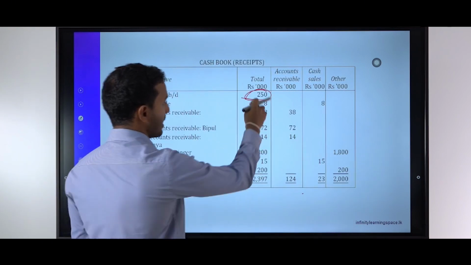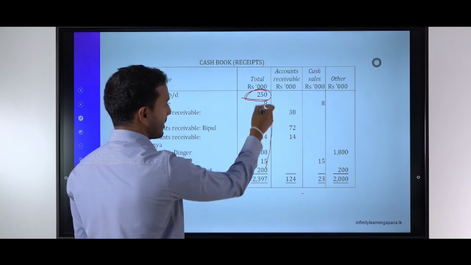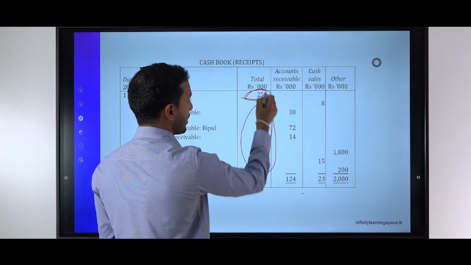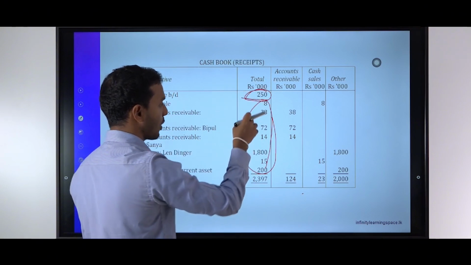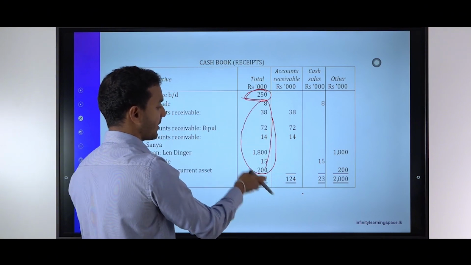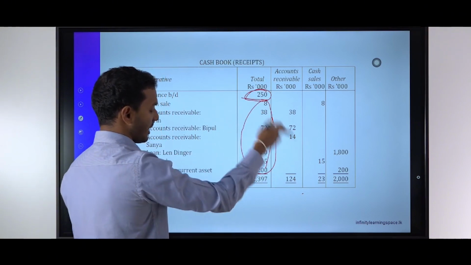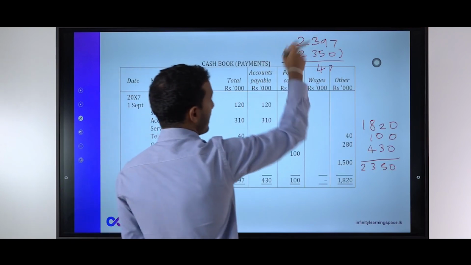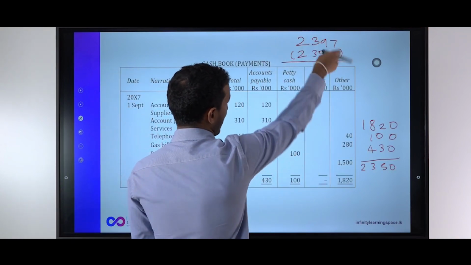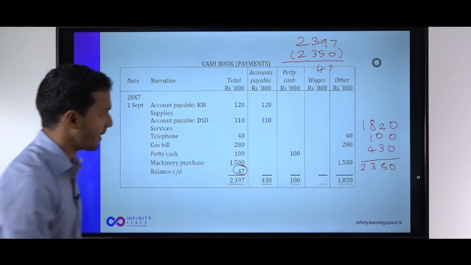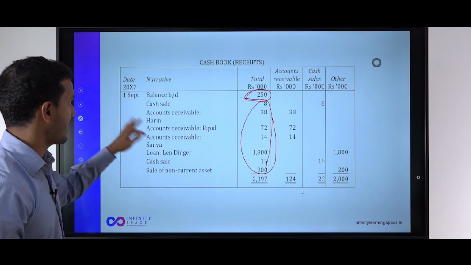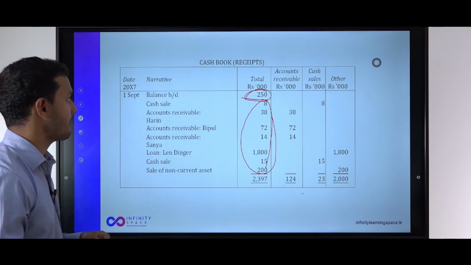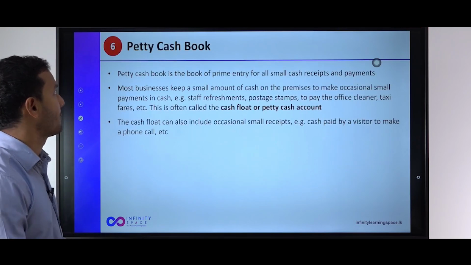And during the year, we received this much money, right? We received this much money, but we also had this at the beginning of the year. We had this much money at the beginning of the year. So altogether, 2,397 at the end of the day. So this is what we paid. So what we are left with is 47, right? Now, I'm assuming this is all the transactions that happened on 1st of September, right?